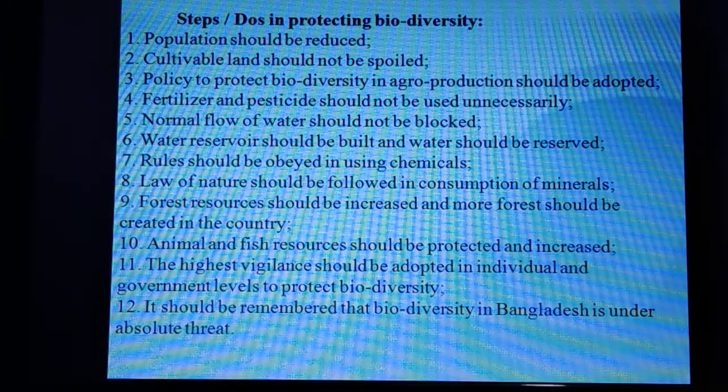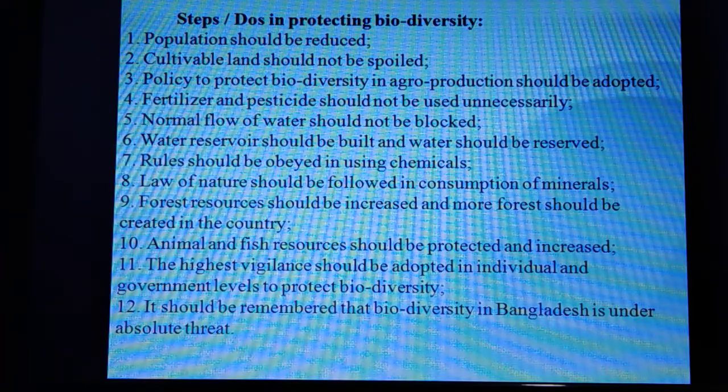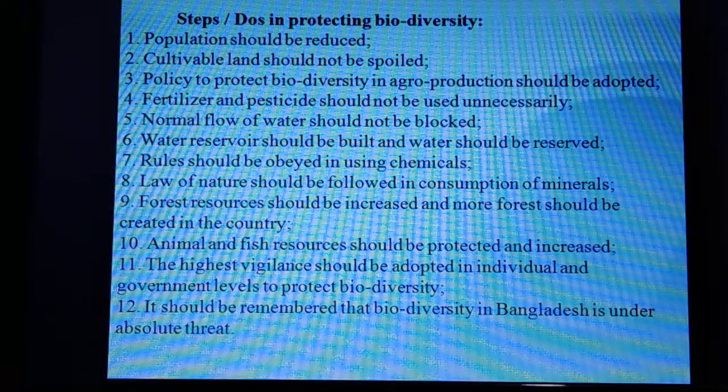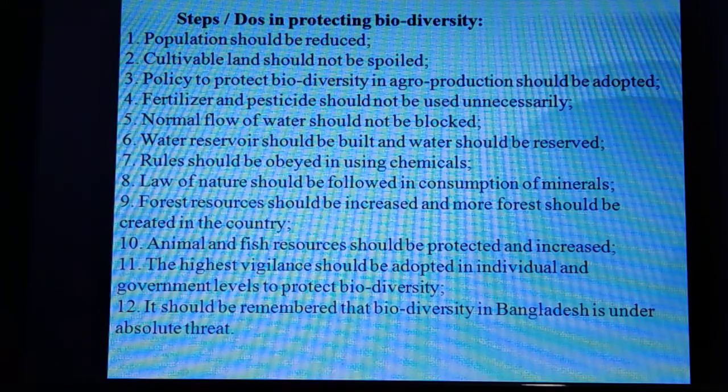Point 2, cultivable land should not be spoiled. We are spoiling our cultivable land. That would create a negative impact on our biodiversity. Point 3, policy to protect biodiversity in agro production should be adopted. That is, we should build up a sustainable agricultural system so that our biodiversity will be kept active.